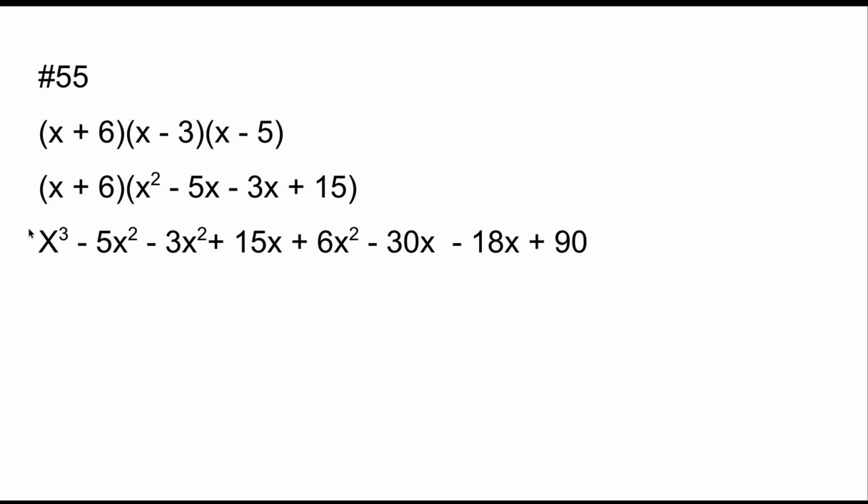X cubed is all by itself, and 90 is by itself. Everything else can be combined with something. So our x squared, we have 6, and then we have negative 3, which makes it only positive 3. Positive 3 plus negative 5, which gives us negative 2. Now we're going to combine our x's. We have 15 and negative 30, which gives us negative 15. Negative 15 plus negative 18 is negative 33x. Final answer, x cubed minus 2x squared minus 33x plus 90.